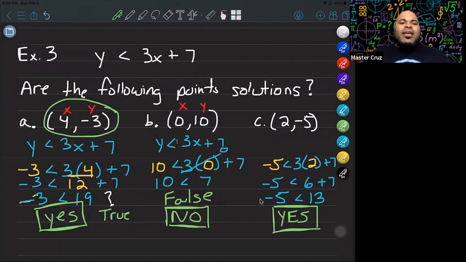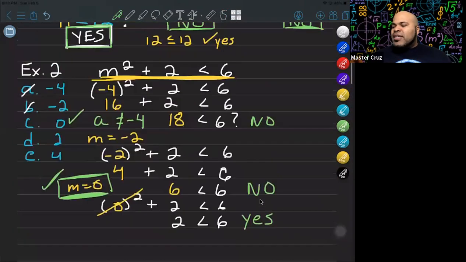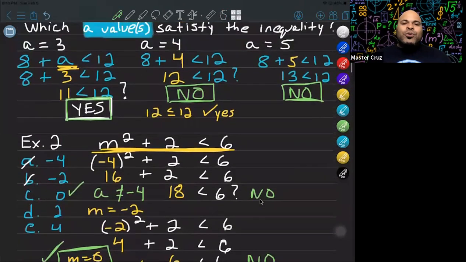So that's how you check if a point, a coordinate, or just a number given to you is a solution to inequalities.